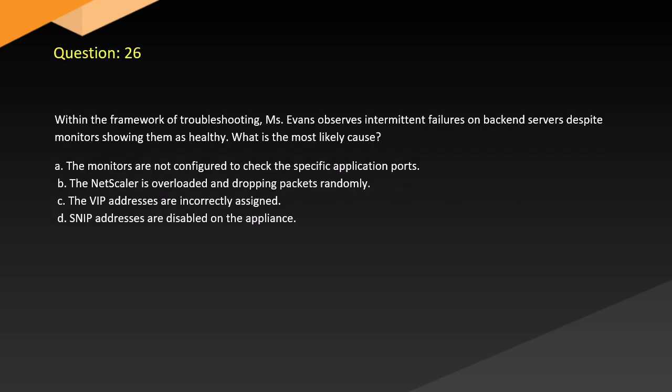Question 26. Within the framework of troubleshooting, Evans observes intermittent failures on backend servers despite monitors showing them as healthy. What is the most likely cause? A. The monitors are not configured to check the specific application ports. B. The NetScaler is overloaded and dropping packets randomly. C. The VIP addresses are incorrectly assigned. D. SNIP addresses are disabled on the appliance.